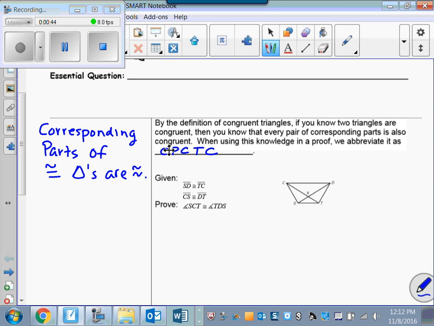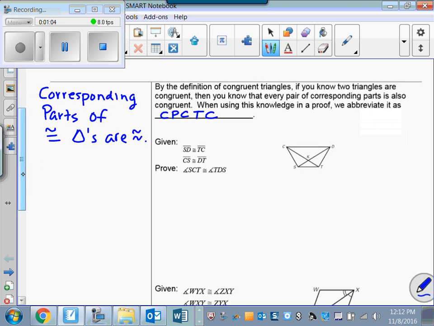All right, so what it says here is, by the definition of congruent triangles, if you know two triangles are congruent, then you know that every pair of corresponding parts is also congruent. When you use this knowledge in a proof, we abbreviate it as CPCTC. Sometimes people, instead of using CPCTC in their proof, will just write definition of congruent triangles, and that's perfectly fine too, but I have always used corresponding parts of congruent triangles are congruent, and so we'll keep doing that in this class.